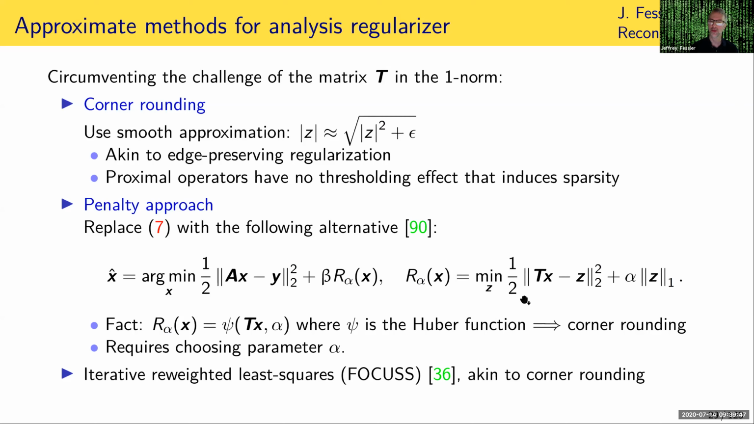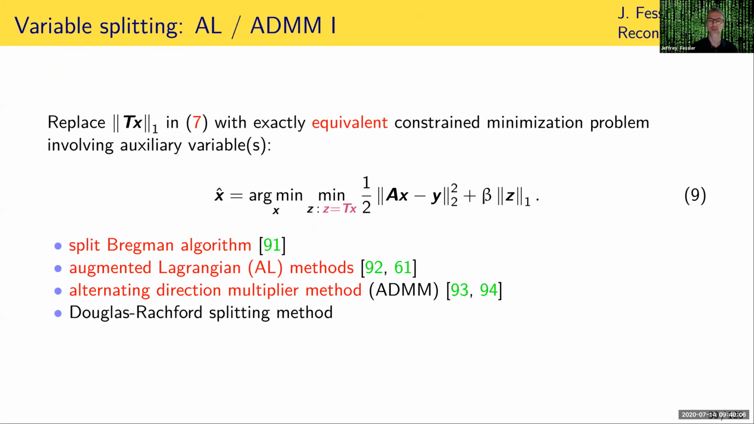Now it turns out if you do this, you can actually, for the 1 norm here, solve this problem analytically, and it turns out that this just becomes the same as using a Huber function, so we're back to just a different form of corner rounding. And then there's an iteratively reweighted least squares method that I won't talk about more here.